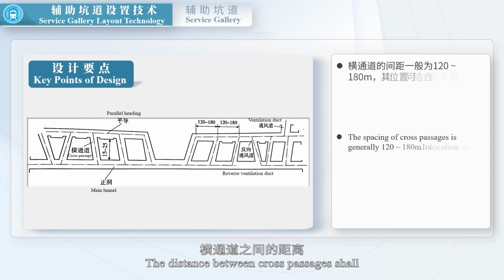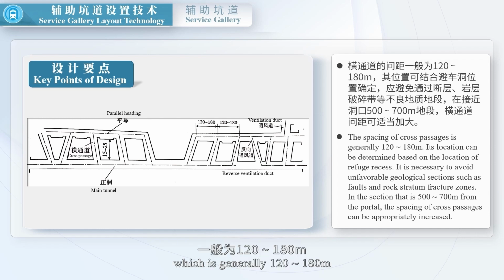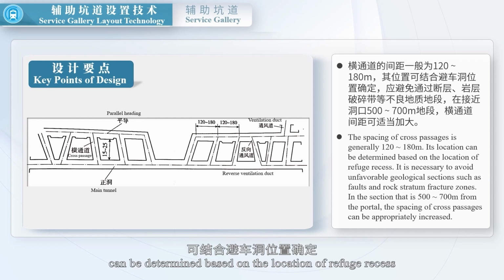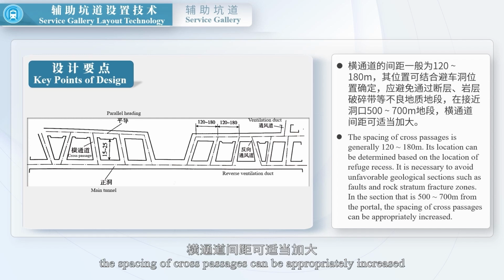The distance between cross passages shall be determined according to the construction needs and the progress of works, which is generally 120 m, and the location of the cross passages can be determined based on the location of refuge recess. Meanwhile, it is necessary to avoid unfavorable geological sections, such as faults and rock stratum fracture zones. In the section that is 500-700 m from the portal, the spacing of cross passages can be appropriately increased.